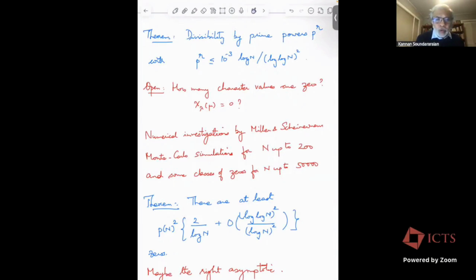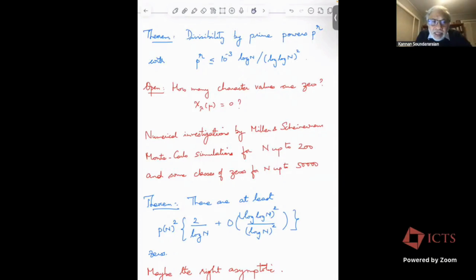But the big open question that now remains is how many character values are 0? So one way in which you could imagine that most of the character values are multiples of p is simply if most of them were 0, then of course they're going to be multiples of p for every prime p. So the question is, is it also the case that the proportion of character values that are 0 also goes to 1, in which case it would explain why you have these divisibility properties?